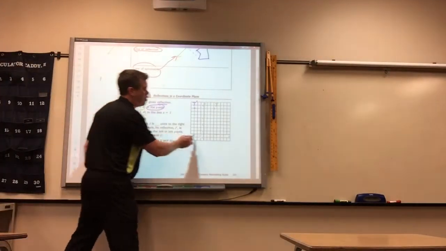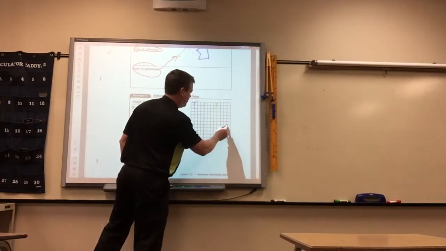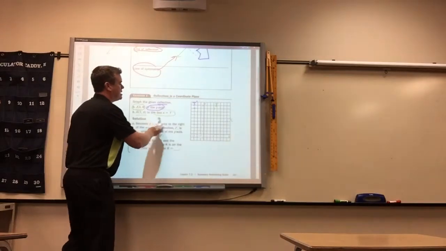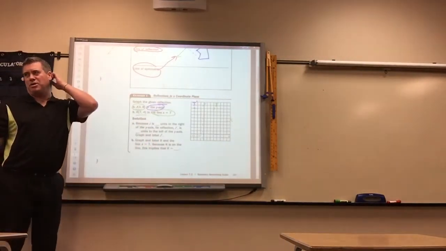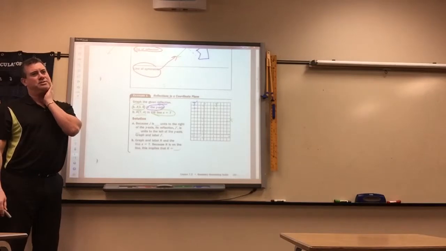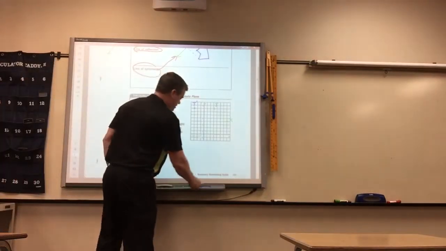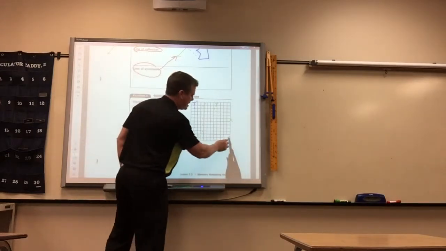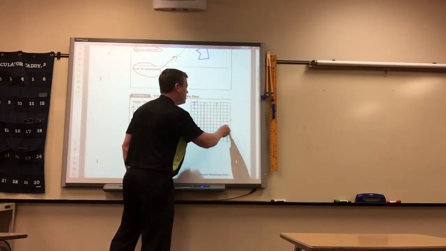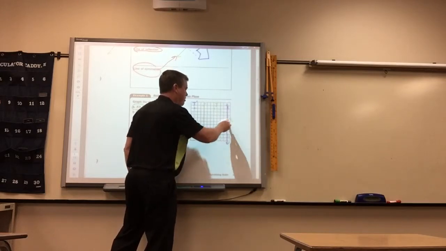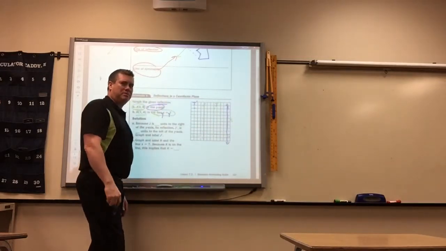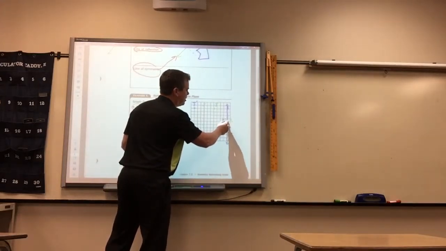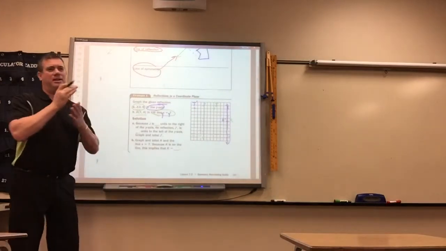K is 7, 4. They're going to reflect this in the line x equals 7. So you need to remember your algebra stuff to figure out where x equals 7 is. X equals 7 crosses the x-axis at 7. Here's the x-axis, here's 7. So it'd be this line. If you reflected that point in that line, what would happen to it? It stays right there. So K and K prime are the same exact point because it's on the line of reflection.